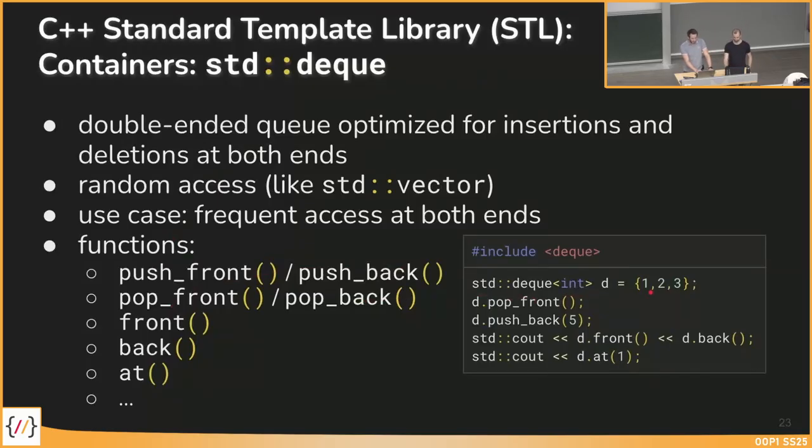And we can use it like this. We have here a deque with 3 integers. We can say pop front, we can say push back, for example, and again we have front and back, returning us the front element and the back element, and we can also use the at method where we can access the element at index 1. So this will return us 2, 5, 3 because we start with 1, 2, 3. We say pop front, removing the first element. We say push back, adding 5 at the end. And so the front element is 2, the back element is 5, and the element at 1 is 3.